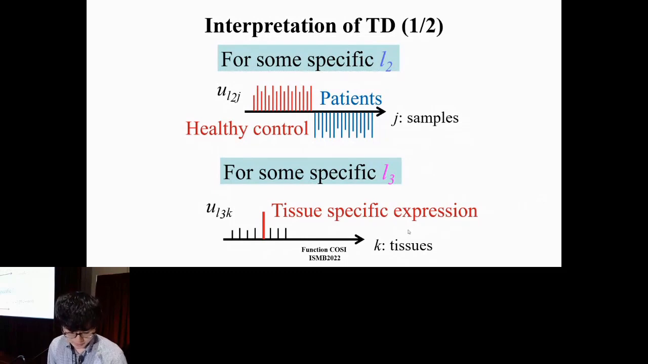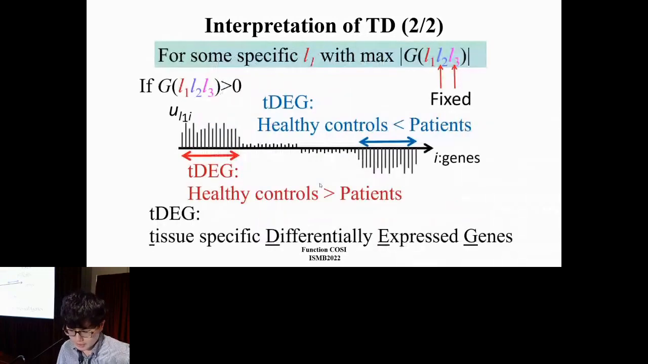So we first find the sample-dependent vector such that there is a difference between patient and healthy control. Then we find the u_l3k tissue-dependent vector, which has differences among the tissues. Finally, we can identify the DEGs by finding l1 that maximizes the core tensor G from the identified l2 and l3. This is because the larger the value of the core tensor, the larger the contribution to the original tensor.